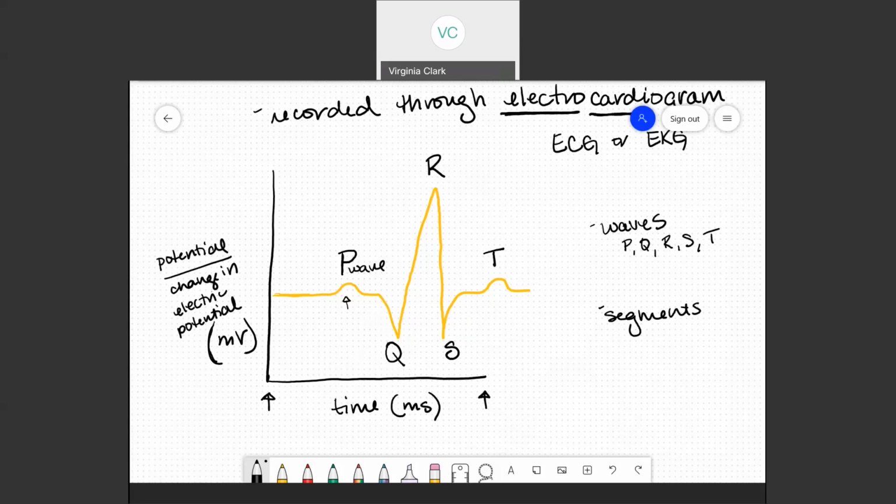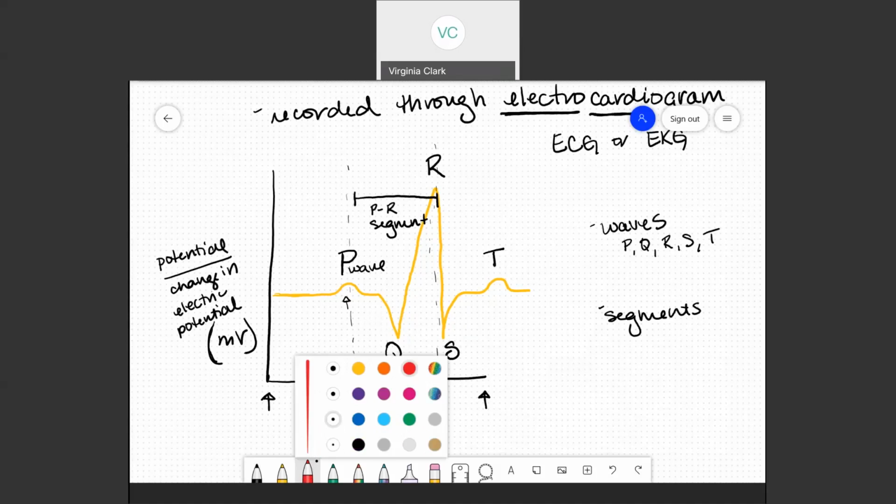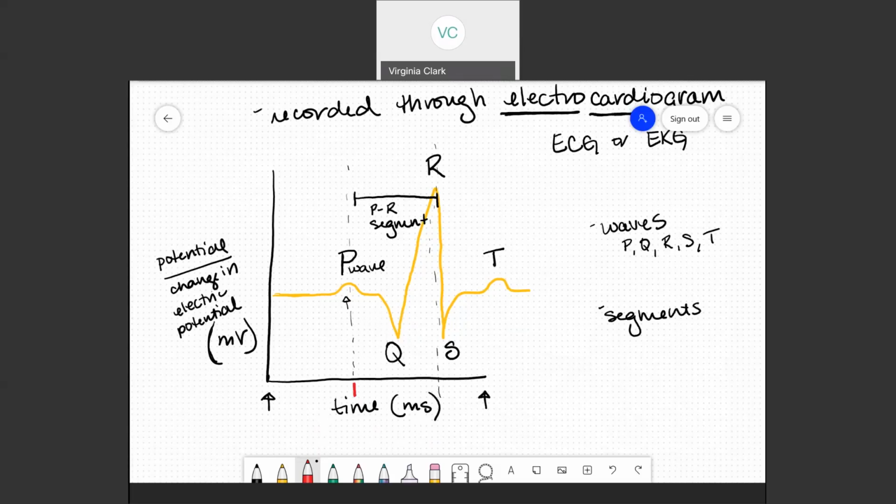Some of the segments we're going to talk about is going to be the P to the R segment. Essentially what we're saying is from the midpoint of the P wave to the midpoint of the R wave, this right here is going to have a specific measurement of whatever time we are saying the P wave to the R wave time frame is. So we're going to talk about the PR segment. It's going to be one.